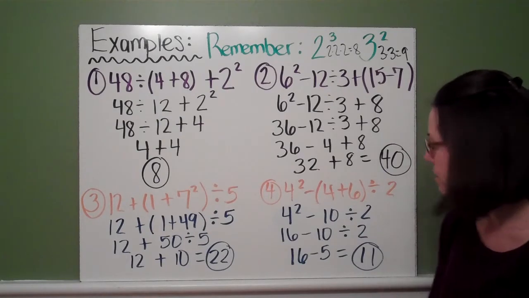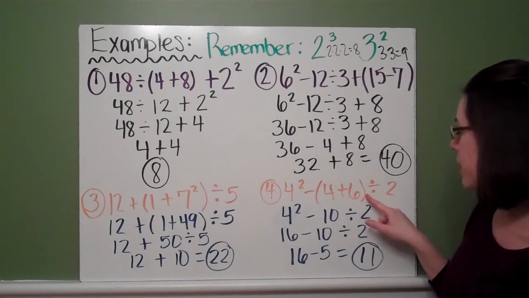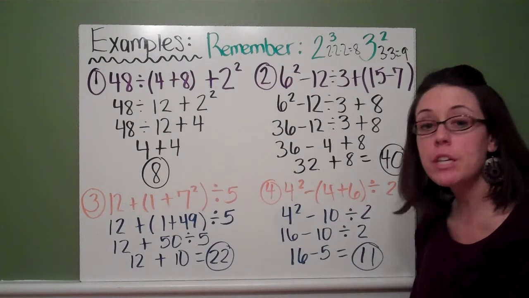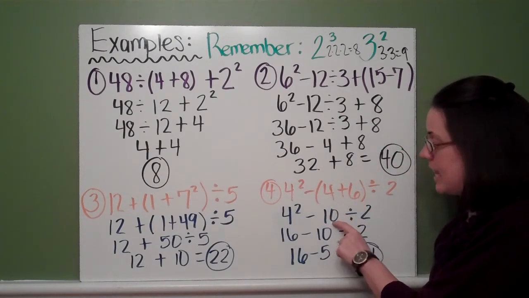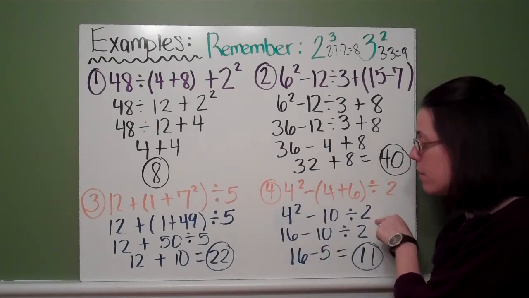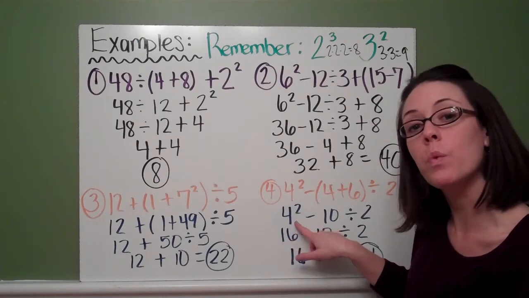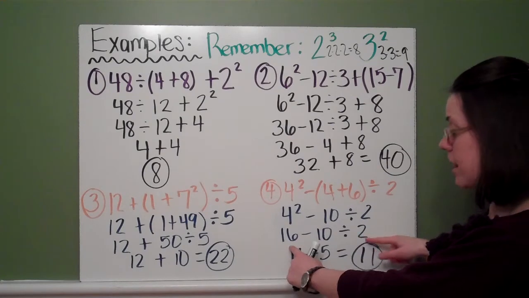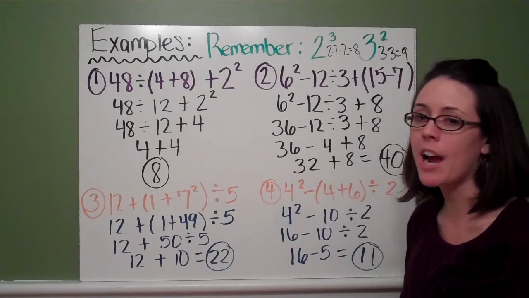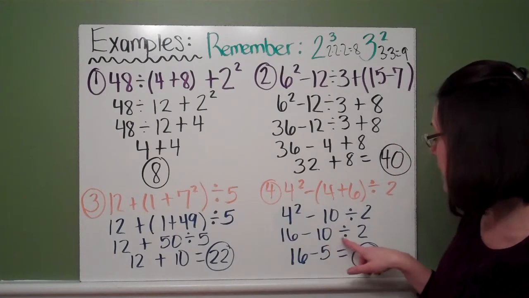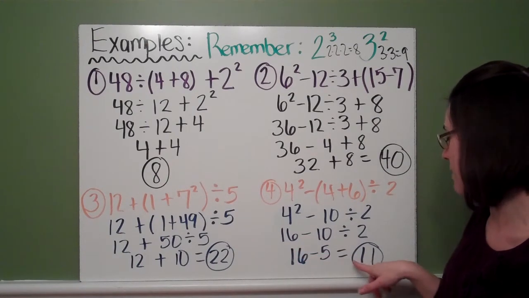Last example, number 4. 4 squared minus parentheses 4 plus 6 in parentheses divided by 2. Here we do our parentheses first. 4 plus 6 is 10. Next, we bring everything down and we do our exponents. 4 squared is 4 times 4, which is 16. Bring everything else down. We're left with subtraction and division. Division comes before subtraction in the order of operations. 10 divided by 2 is 5. Bring down your 16. 16 minus 5 is 11.